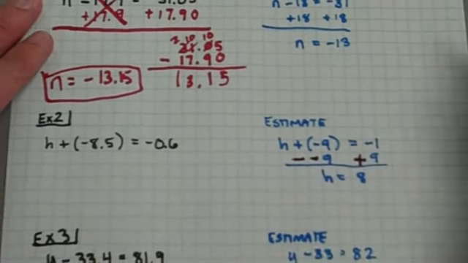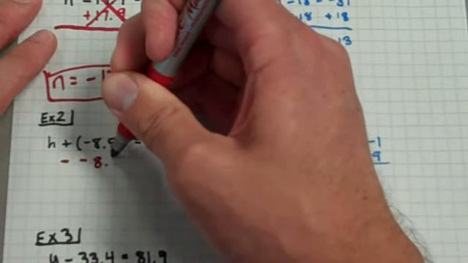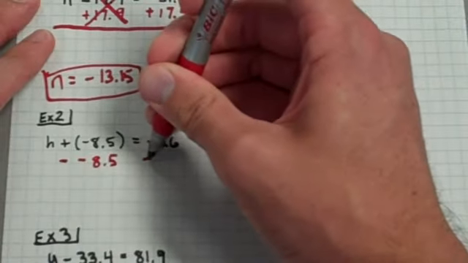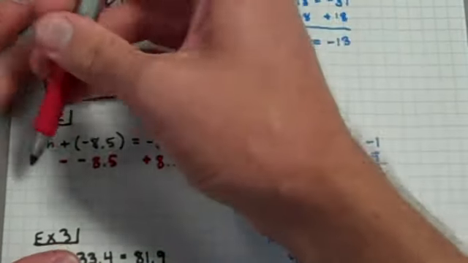Now let's actually solve the problem. We have minus a negative 8.5 on both sides, which, like I just said, is the same as adding 8.5. Lined up my decimals.